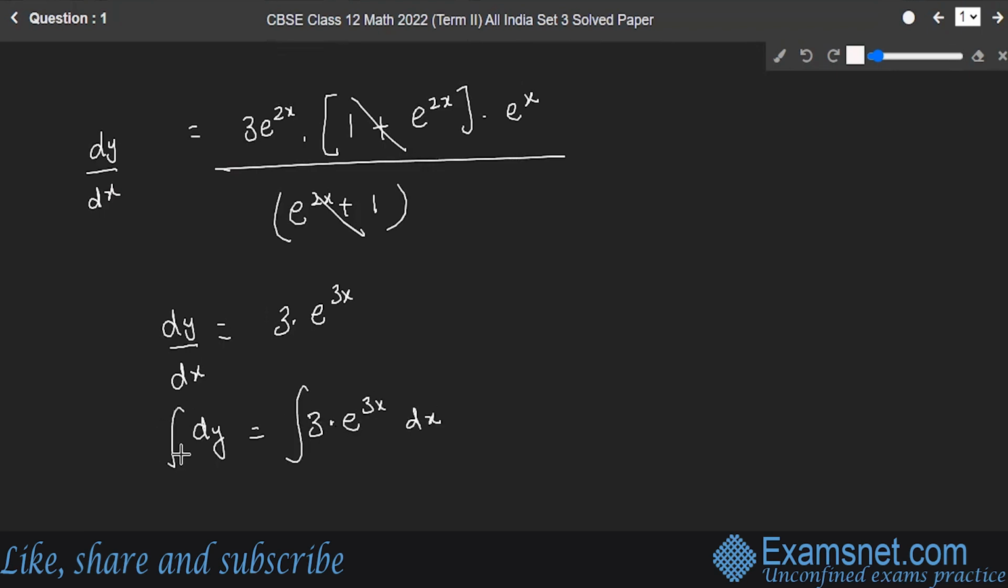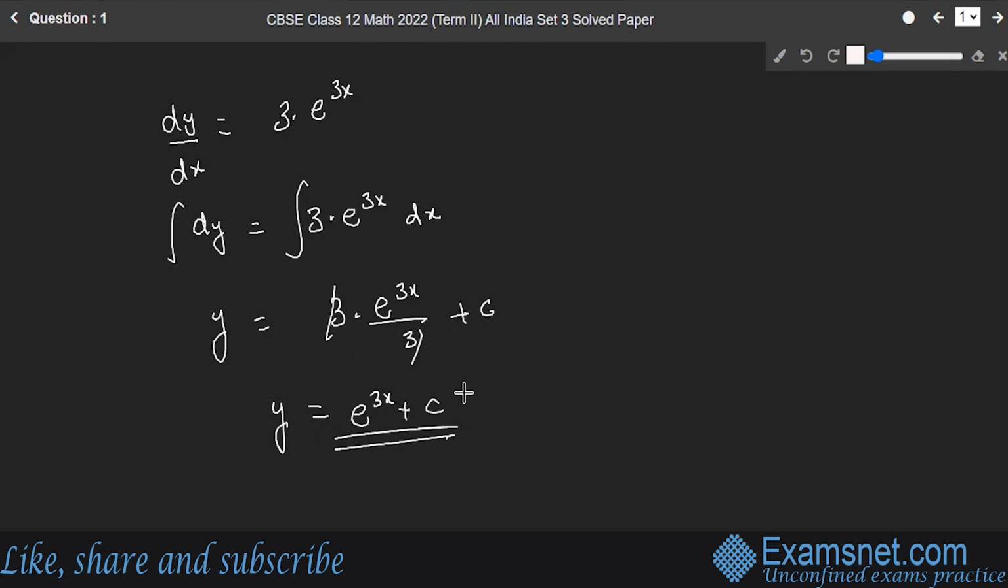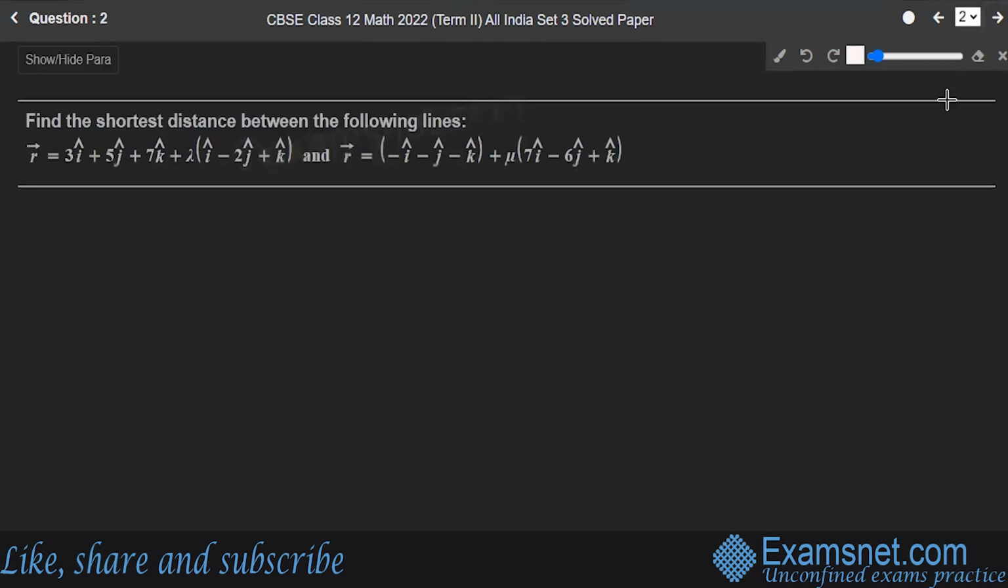Let's integrate on both the sides. You will have y is equal to 3 into e raised to power 3x upon 3 plus c. 3 will cancel and you will have e raised to power 3x plus c. Y is equal to e raised to power 3x plus c. This is the answer to the question. Hope you understood this. Let's move to the next question, number 2.